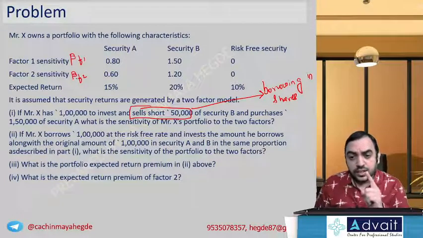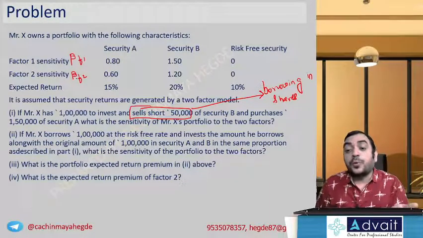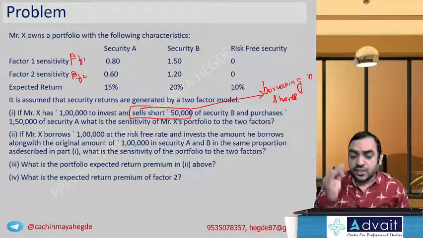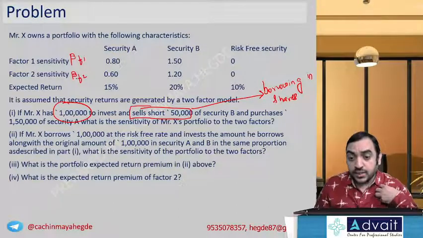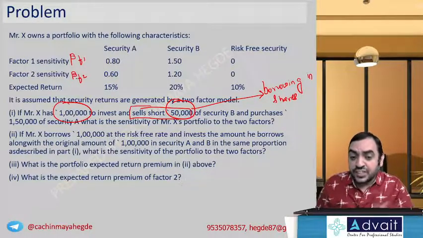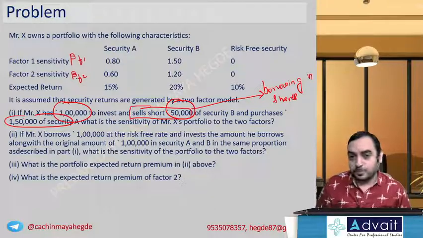How can you borrow in shares? Why will you do it? What is the process of doing it? We discuss all these things when we go to the derivative chapter. So as of now, just remember, shorting means borrowing in shares. So he has 1 lakh of his own money. By borrowing, he got 50,000 and together he has 1 lakh 50,000 which he invested in buying security A.